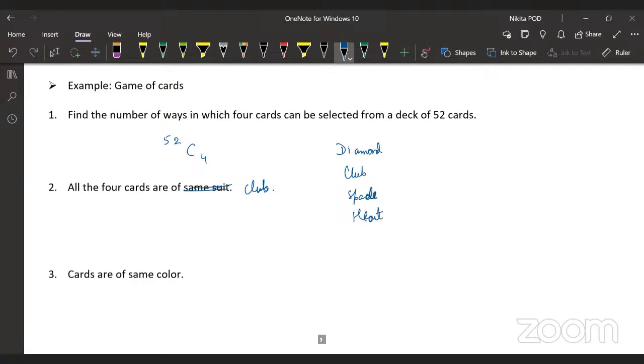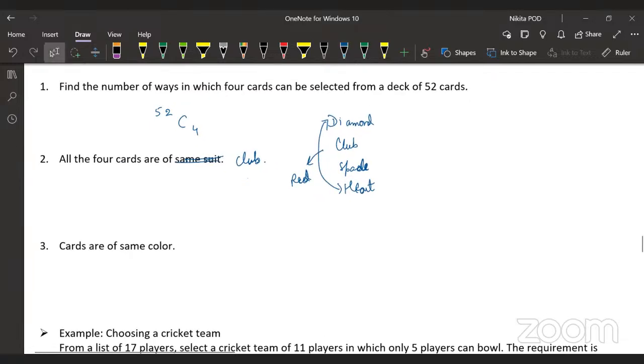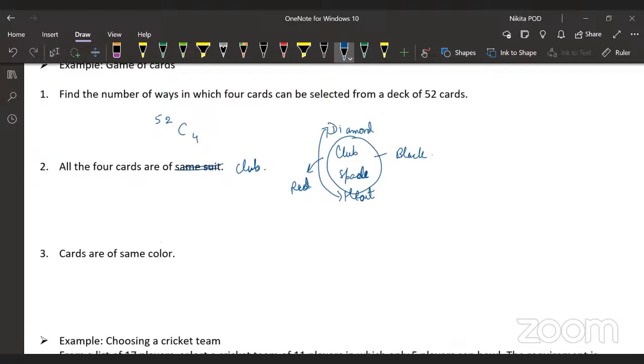Right. And diamond and heart are red in color. So many times you get questions on that also. Maybe not now, but when you go to probability, sometimes it may come. And spade and club are black in color. So each of these suits has 13 cards.